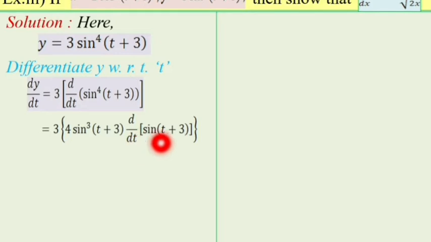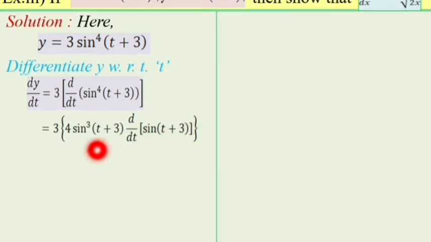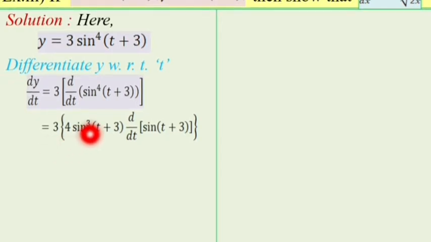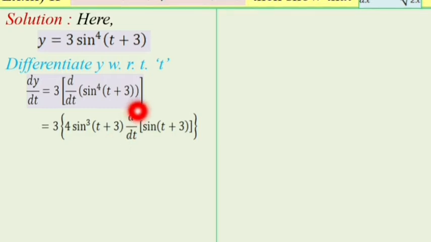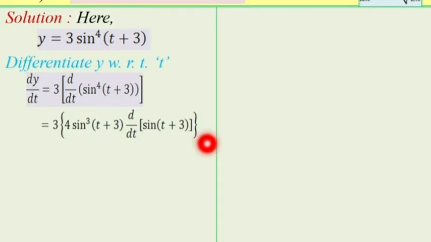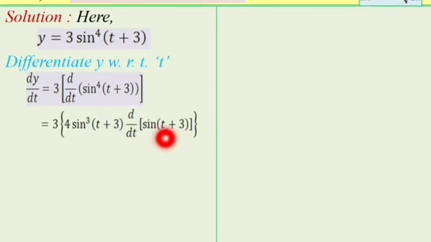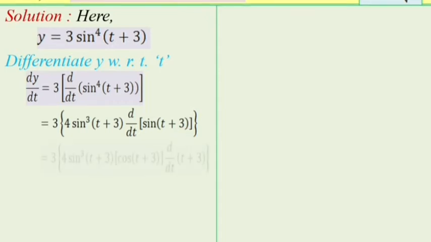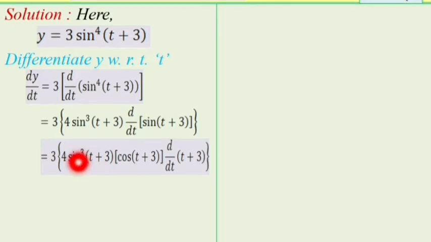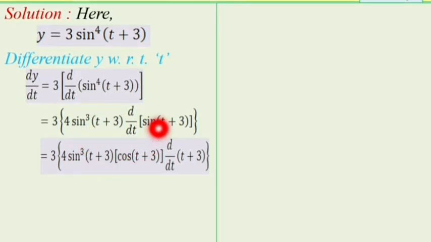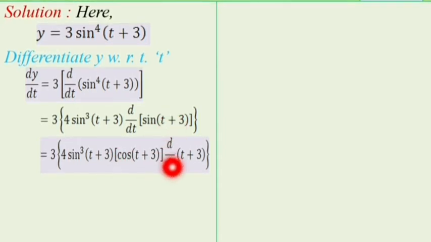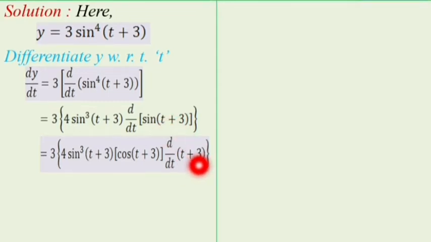That is our composite function. Do you understand? That is dy by dt equals 3 into curly bracket 4 sin cube of t plus 3 into d by dt of sin of t plus 3, curly bracket complete. Now again taking the derivative of sin of t plus 3 only, we get dy by dt equals 3 into bracket 4 sin cube of t plus 3 as it is, into the derivative of sin of t plus 3, that is cos of t plus 3, into, again by the composite rule, d by dt of the inner function, that is t plus 3.